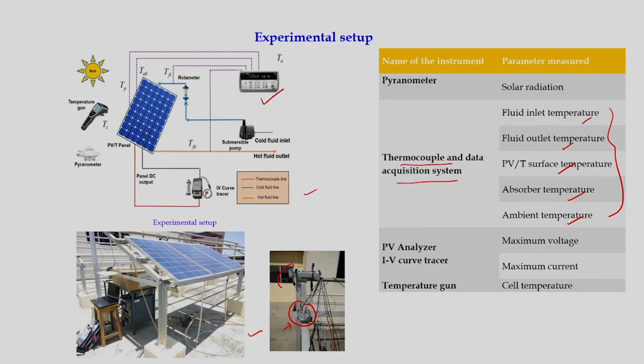So, we can get the data every second, what is the variation, and of course, we need a PV analyzer which actually tells about the IV characteristics at particular time. So, from that we can calculate what is the maximum voltage, what is the maximum current. Also, we have used one temperature gun to know the cell temperature, right.